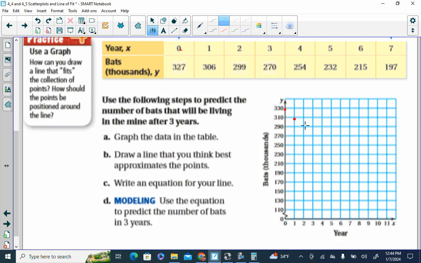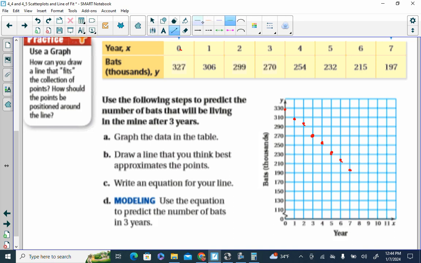We have 2 and 299 about here. 3 and 270. 4 and 254 is about here. 5 and 232 out there. 6 and 215 about here. 7 and 197 about here.